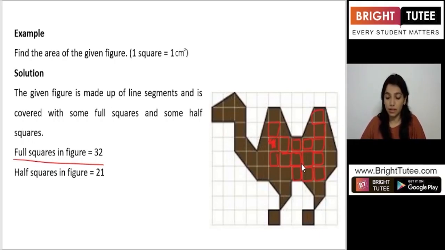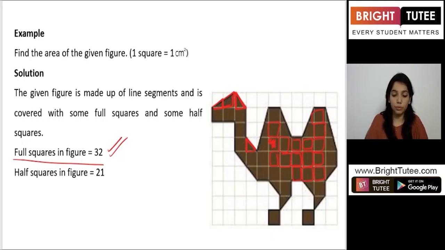And you will find the answer, that is 32 squares are the full squares in the shape. Now look here, this is half of a square, right? This is also not a complete square. Again, this is half of a square. Similarly, look here, it is again half of a square. So we see at some places we have got full squares and some places we have got half squares.